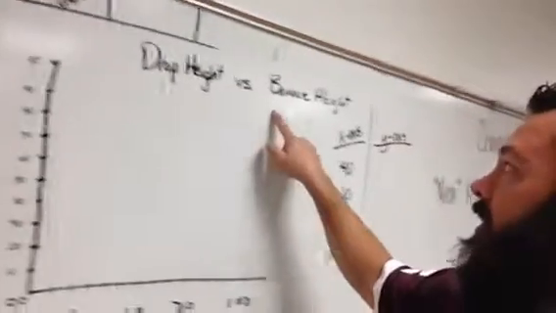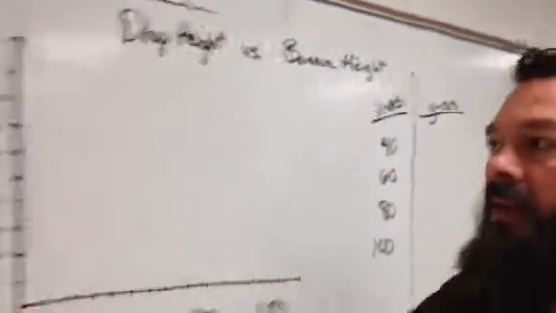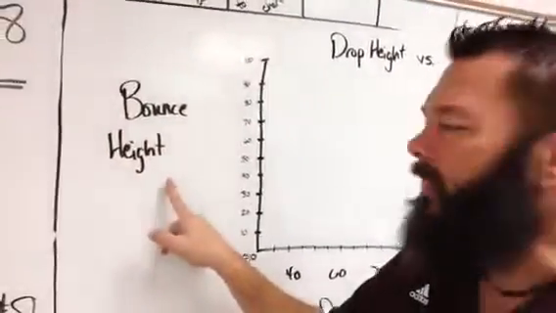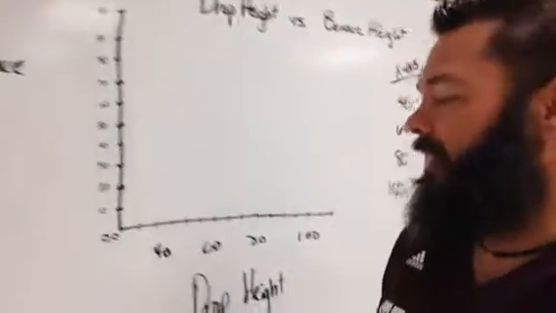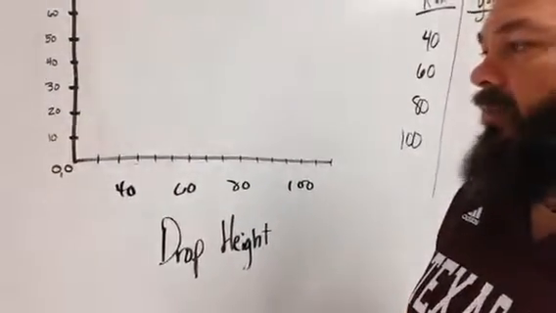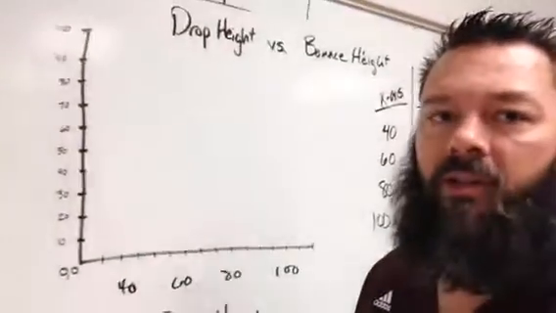Make sure you label your chart clearly, drop height versus bounce height. Make sure your dependent variable is labeled on your y-axis, and make sure that your independent variable is labeled on your x-axis. If you have any other questions, just let me know.